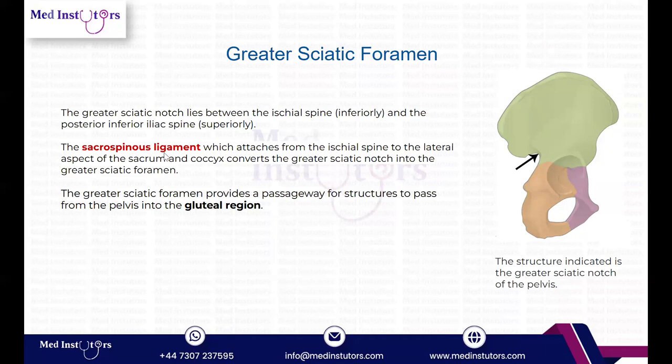The sacrospinous ligament, which attaches from the ischial spine to the lateral aspect of the sacrum and coccyx, converts the greater sciatic notch into the greater sciatic foramen. So now you have three words for the anatomical location of the greater sciatic foramen. One is the ischial spine, and the other one is the posterior inferior iliac spine. These two landmarks stand for the greater sciatic notch. And the third thing, the sacrospinous ligament, due to its attachment, converts this notch into a foramen.